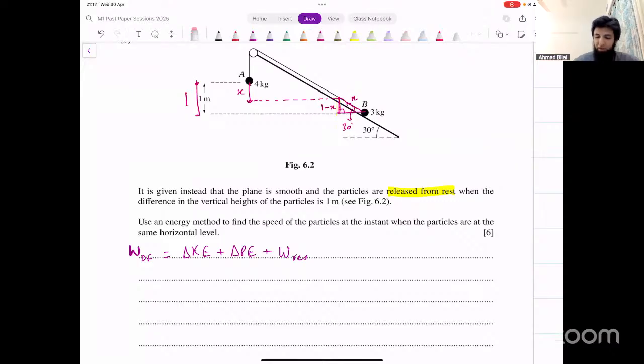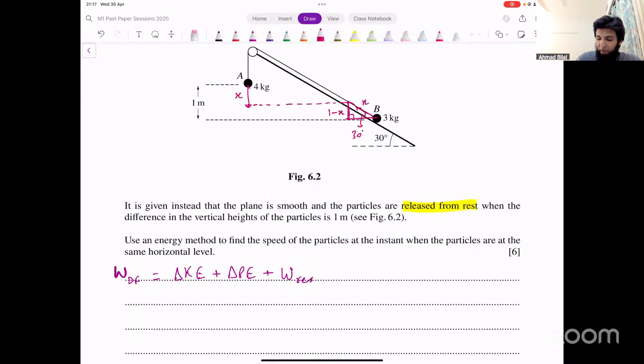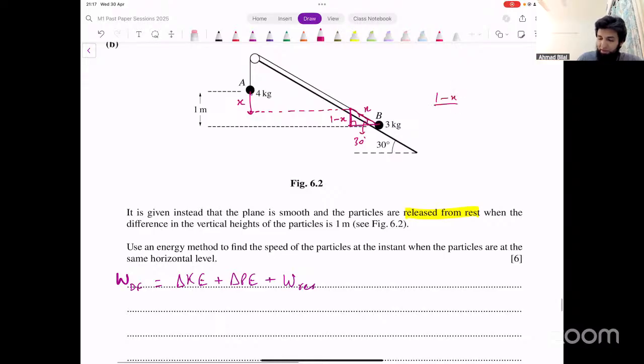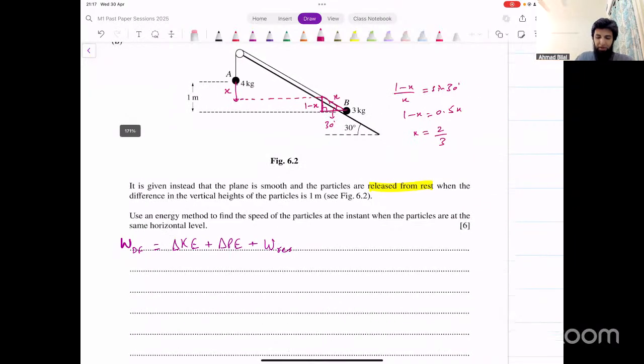So we've got this right angle triangle. We can use it to find the value for X. What is that going to be? Perpendicular over the hypotenuse. That's 1 minus X divided by X. That should equal sine of 30, and that's 0.5. So 1 minus X equals 0.5X. X equals 1 over 1.5 or 2 over 3. Right? That's the value of X that we get. Once we've got that value of X, we can just apply this principle now.